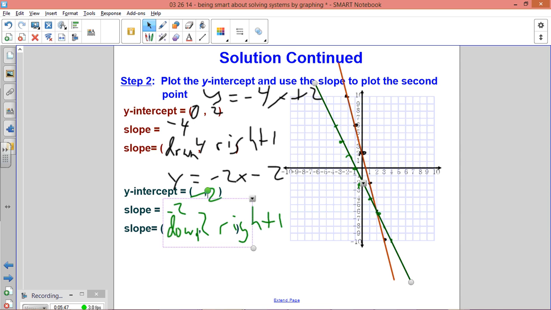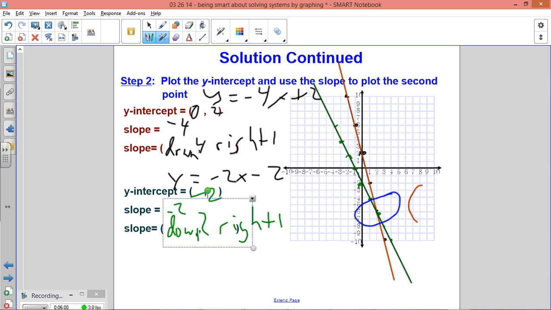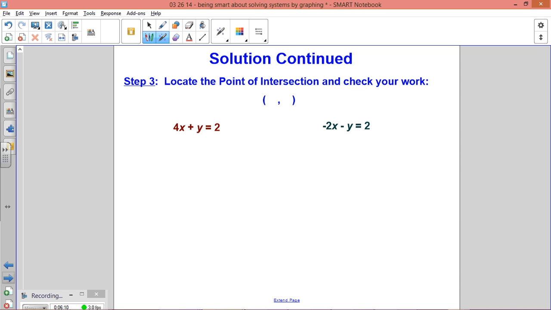On your graph, you can probably get it a little bit more perfect than that. But notice, it really looks like my point of intersection is going to be right here. The point that appears to be is the point 2, -6. So that's the point that I'm going to check, 2, -6. On the next slide I'm going to do the last step. I have to check to make sure this solution is correct.